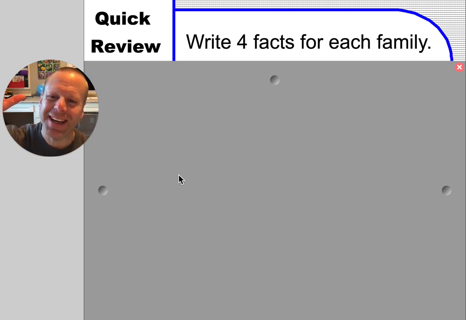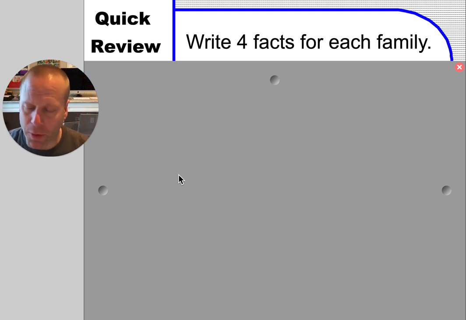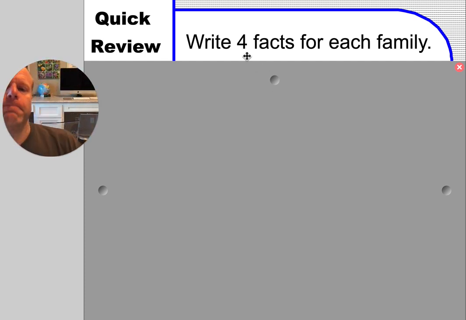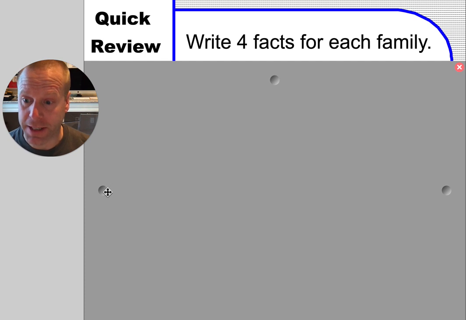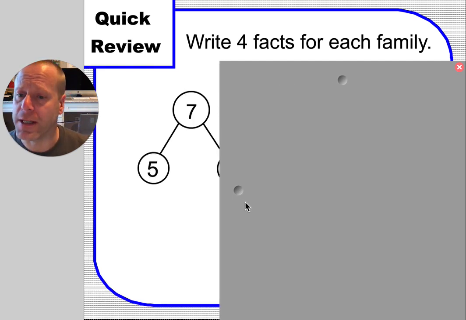Hey everyone. So I have my whiteboard, I have my marker, and I'm ready to review some things that you should already know. These are things that we did last week, yesterday, last year, and you should feel good about them, right? Here we go. Write 4 facts that go with each of these families or number bonds, right?